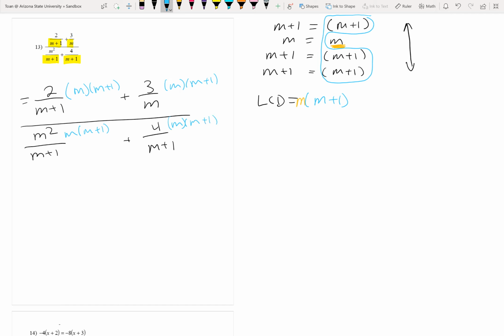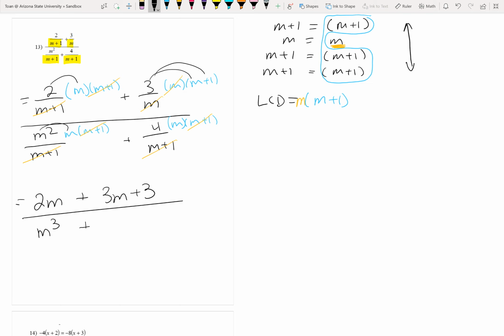And the idea is, since we're using the least common denominator, all of the denominators should cancel out. Top left corner, the m plus 1s are gone. Top right, the m's are gone. Bottom left, m plus 1s are gone. Bottom right, m plus 1s are gone. And then all you have to do is multiply what's left over. So what's left over in the top left is 2 times m, which is 2m, plus 3 times m plus 1, which is 3m plus 3. Over in the denominator, you got m squared times m, which is m cubed, plus, bottom right, 4 times m is 4m.